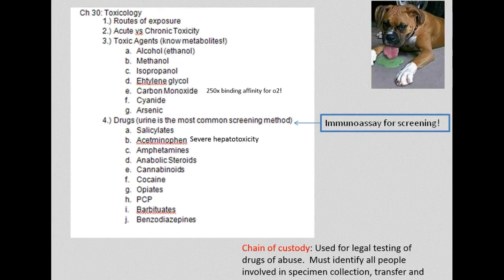Methanol, that's what you use in hematology. Okay, that's the fixative. That one is metabolized into formaldehyde in your body.